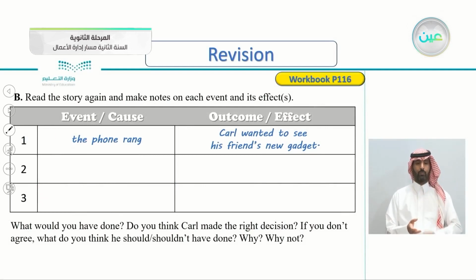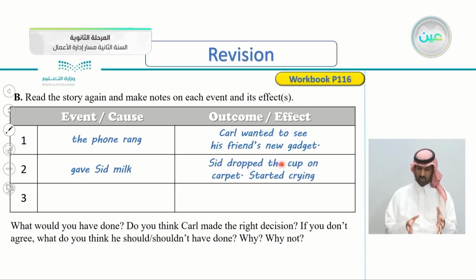You can notice the first one is already done for you. Number 1, the event: the phone rang, and the outcome: Carl wanted to see his friend's new gadget. So he told him, I got a new gadget. So number 2, what's the second event? And tell me the outcome or the effect it had. So number 2, gave Sid milk, for example. He gave Sid milk. So what's the outcome? What happened later? Yes, Sid dropped the cup on the carpet and started crying.